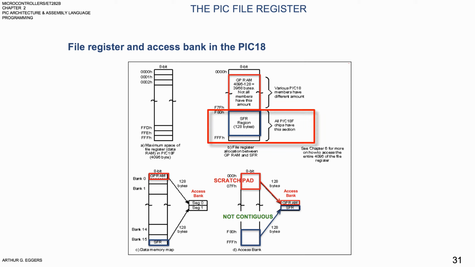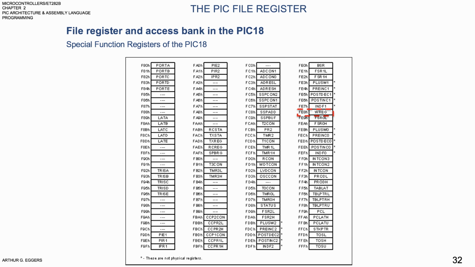The other 128 bytes of the access bank are used for SFRs. It has addresses of F80 hex to FFF hex, as shown in the figure. One might wonder why the memory space of the SFRs and GPRs in the access bank is not contiguous. The reason is to allow the RAM space between 080 and F7F hex to be used for the general purpose registers by various members of the PIC-18 if they implement a larger data RAM size for the file register.